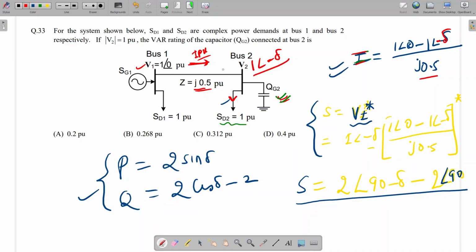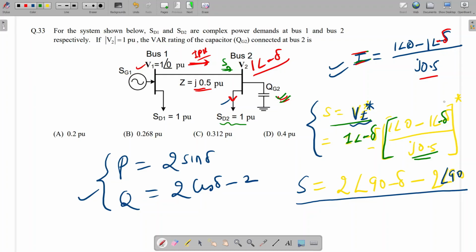V I conjugate I am calculating here at bus 2. Here I am calculating the apparent power S. So what is the voltage here? 1 angle minus delta, multiplied by this current. Current is 1 angle 0 minus 1 angle minus delta divided by j 0.5. So see here, this will have a magnitude of 0.5 and an angle of 90 degrees. j means 90 degrees, so if it goes to the top, that will be minus 90.